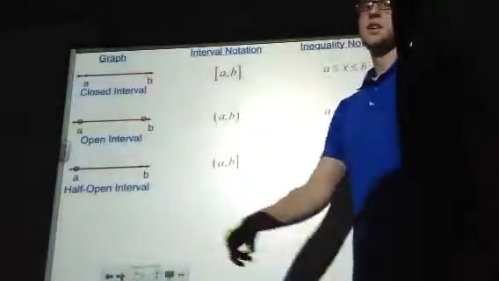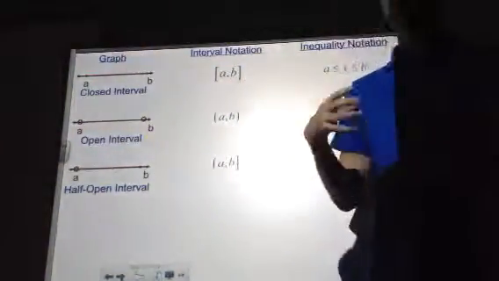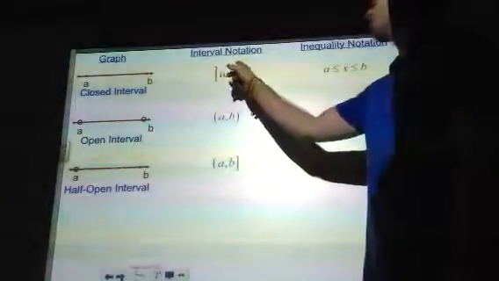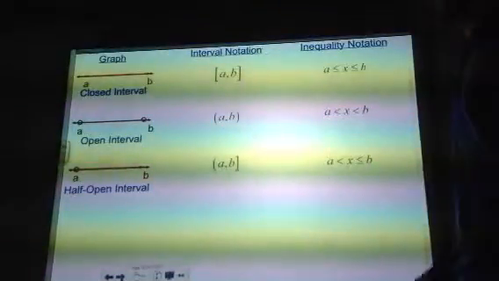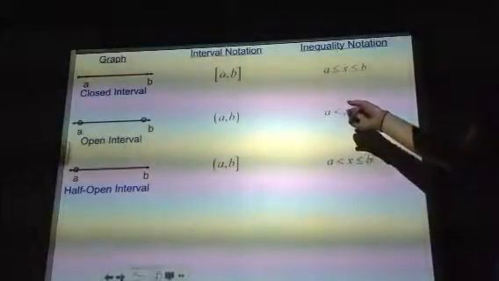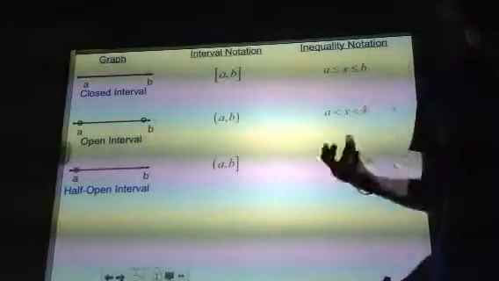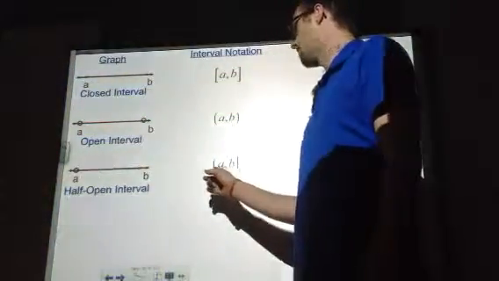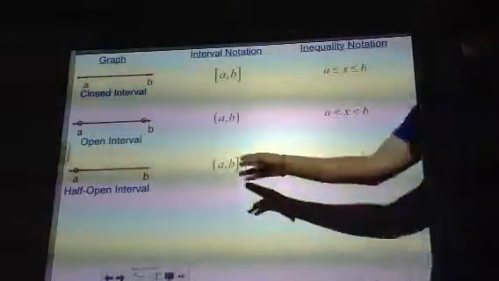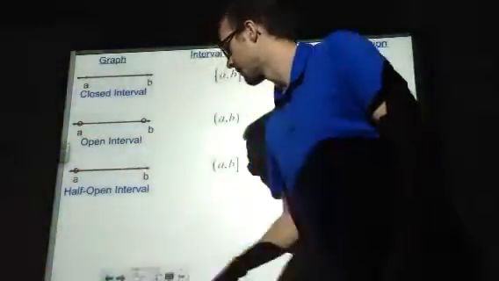For a closed interval, we're going from one number to another and both of the dots on those numbers are closed. We want to include both, so we use two square brackets, and this is what it looks like in inequality notation, which you're more familiar with. For an open interval, both circles are open, so we use parentheses. For a half open interval, we include one endpoint and not the other, so one number has a parenthesis and one has a bracket. Again, here's the inequality notation.